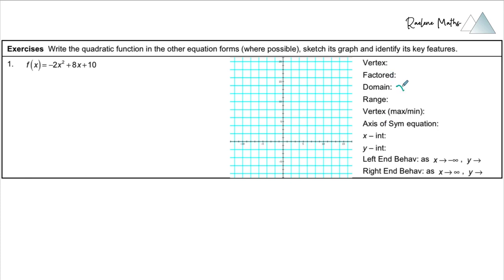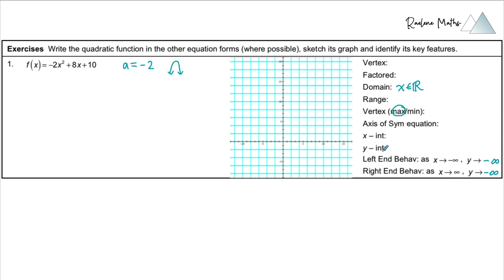Well, the domain, we know that the domain of all polynomials, all parabolas, is x contained in the reals. We also know that the parabola is going to be concave down because a is equal to -2, and therefore we're going to have a maximum for the vertex. And we also know that as x approaches negative infinity, y will approach negative infinity, and as x approaches positive infinity, y approaches negative infinity. So both of the ends go down as we go left or right on the graph.